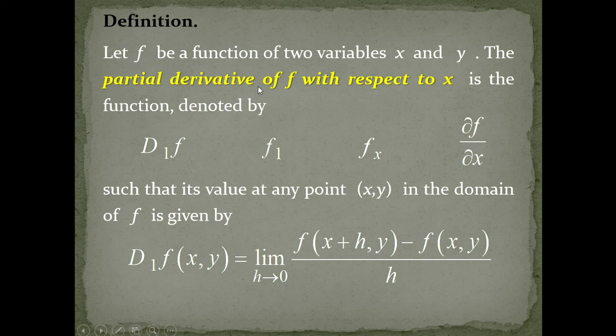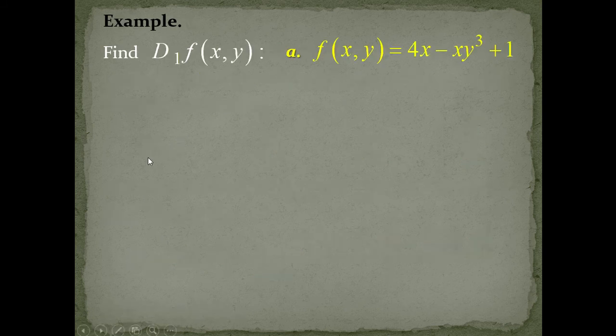Alright, so this partial derivative of the function with respect to x is denoted by this expression here. If the limit exists, it means that we can use this definition, provided that this condition is satisfied, that the limit exists. For example, we are given the problem: find D1f of x, y. For part a, we are given the function f of x, y equal to 4x minus 4xy cubed plus 1.